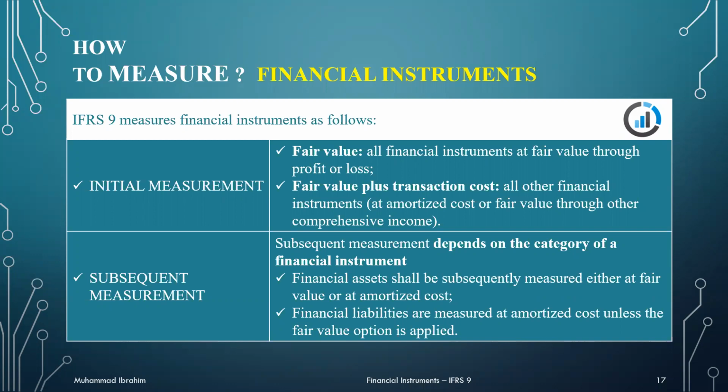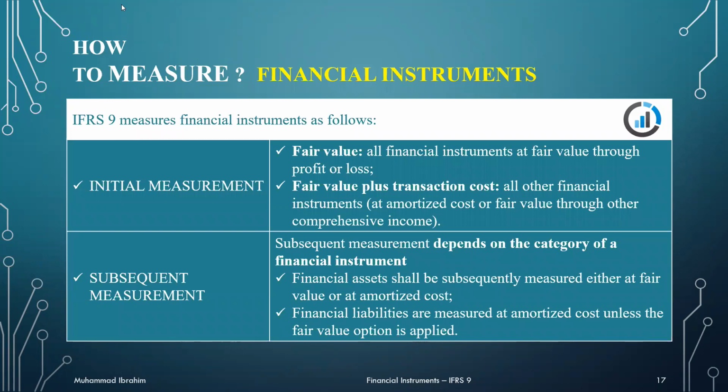IFRS 9 measurement aspect. For financial instruments, there are two stages of measurement. First is the initial measurement, and then the subsequent measurement, the measurement of the financial assets after their initial recognition. Initial measurement will depend on the classification you choose at the stage of classification of the financial assets or the liabilities. For the initial measurement, all the financial instruments, financial assets or liabilities, should be measured at fair value through profit and loss.